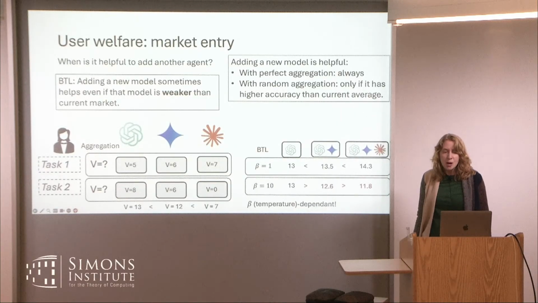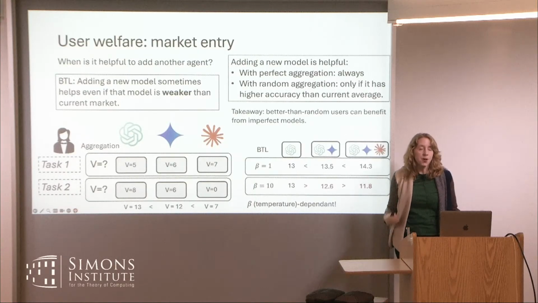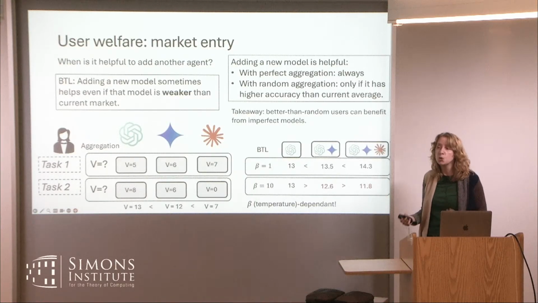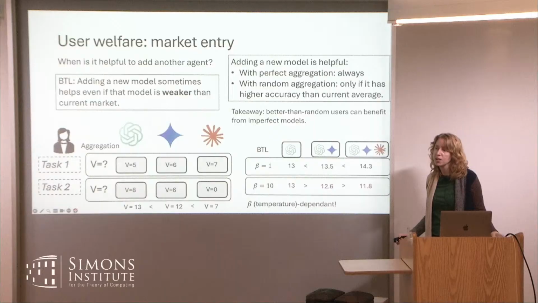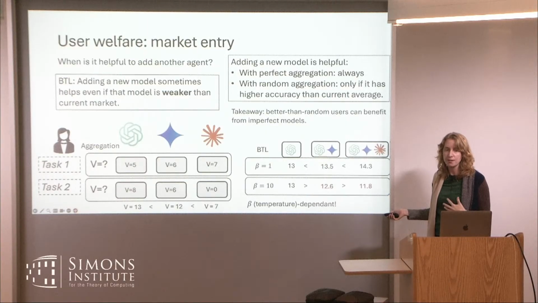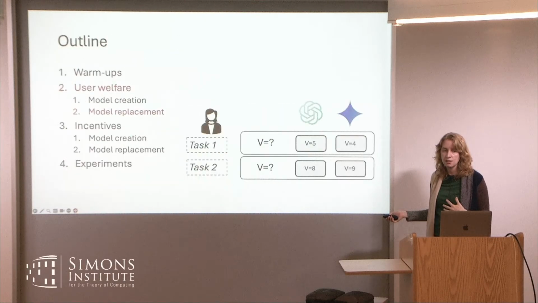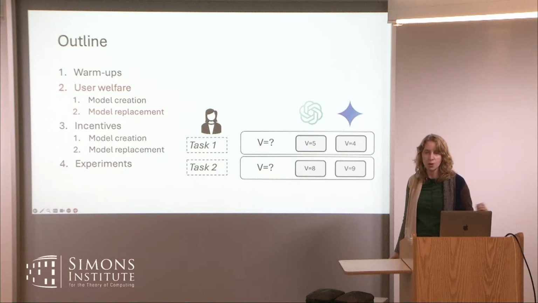So what's the high-level takeaway from this? If you assume that users are better than random, there are cases where it may be helpful for the market to incentivize or have models enter the market, even if they're systematically worse on average than existing models. So there's a role for benefits to specialization when users are savvy enough. That's the high-level takeaway from this part. Now I'm going to talk about model replacement. And the story here is slightly more subtle, so I'll go through it in slightly more detail.